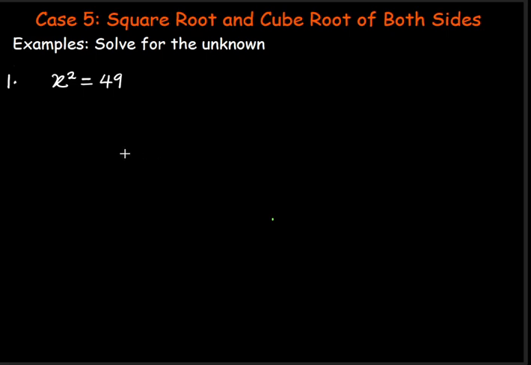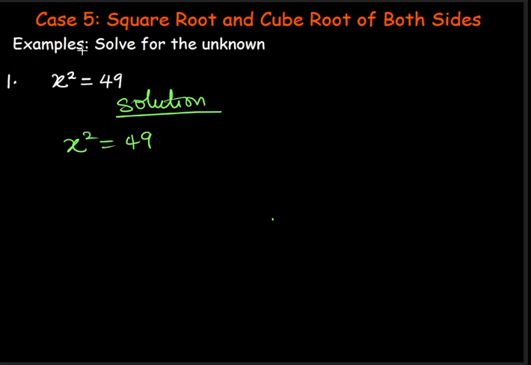Now solve for the unknown. X squared equals 49. Now, what are we to do here? Remember the aim of solving a simple equation is that we are to solve for the unknown. What we want to see is x is equal to, y is equal to. We don't need to see x squared equal to or x cubed equal to.